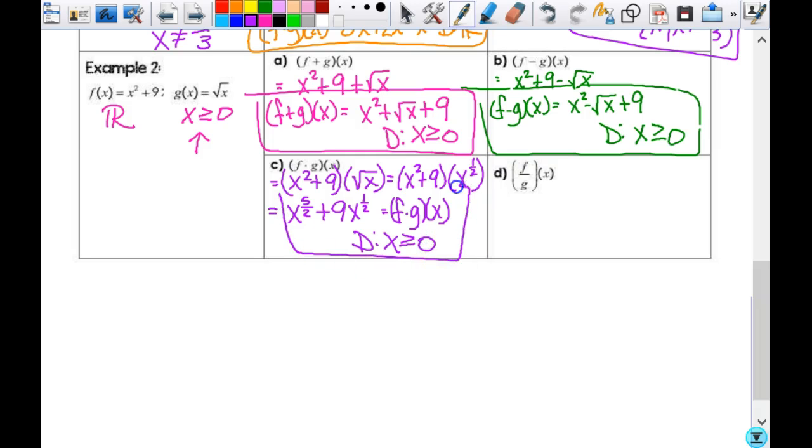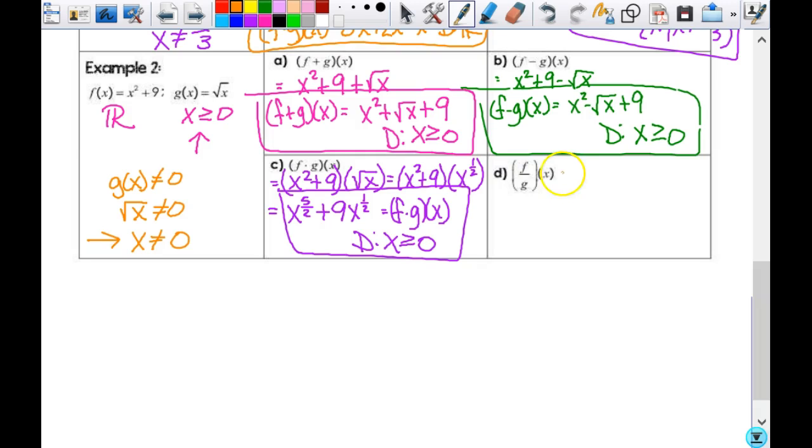Because the combination of the two domains, the intersection of it, works for addition, subtraction, and multiplication. Division gets further restricted. It's not always g of x, it's whatever the denominator is. And in this case, it's g of x. So g of x cannot equal 0, which means the square root of x cannot equal 0. So x cannot equal what? 0. Right? So this is an additional restriction to what I already have.